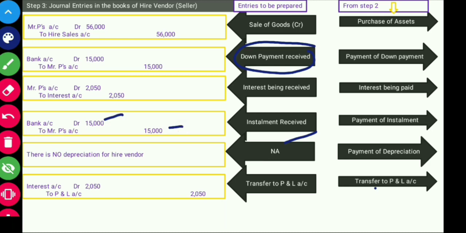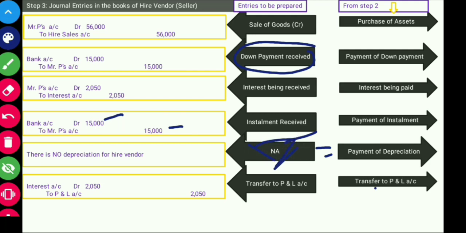The next one is payment of depreciation. So in the book of the seller, you need not prepare the entry for depreciation because the product, the goods, are already sold. It is the buyer's responsibility to maintain the depreciation account. The seller need not maintain the book of depreciation.